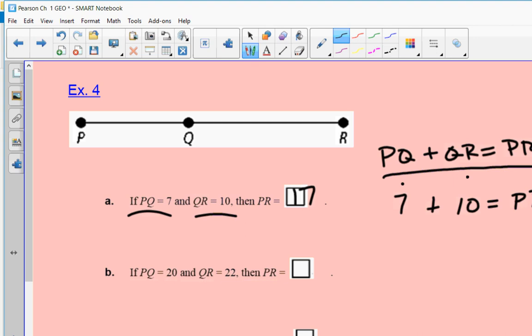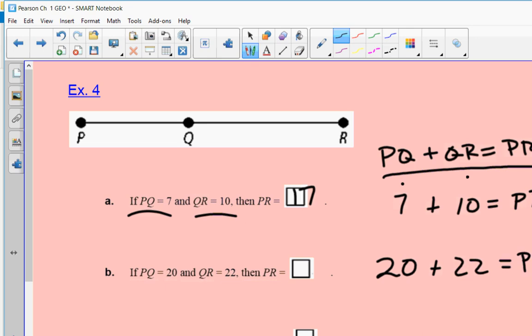So why don't you guys try B and C. If you want to hit pause and try those two, and then we'll come back and check our work, okay? All they did was change some of the values here for the same question we just did. PQ is now 20, QR is now 22, and they want PR again, but this is going to be different, okay?